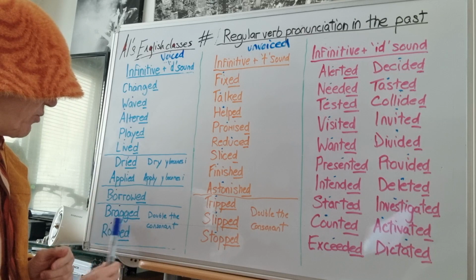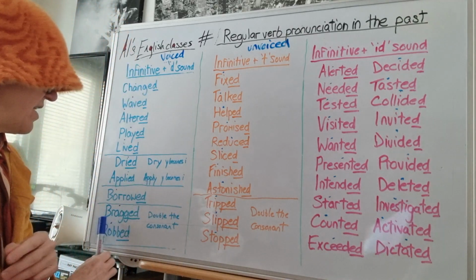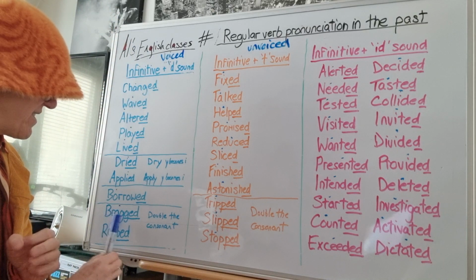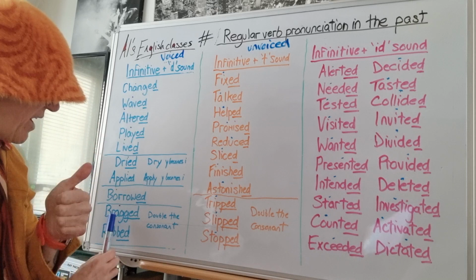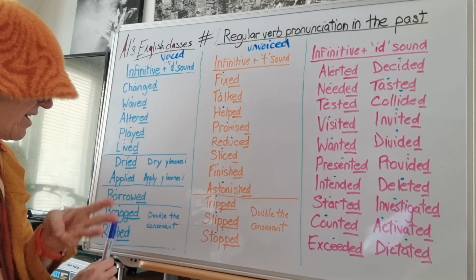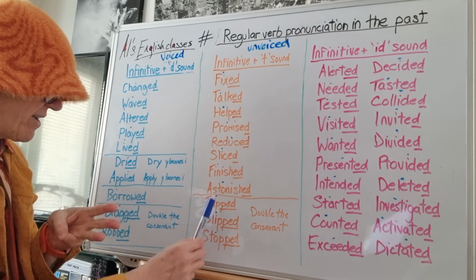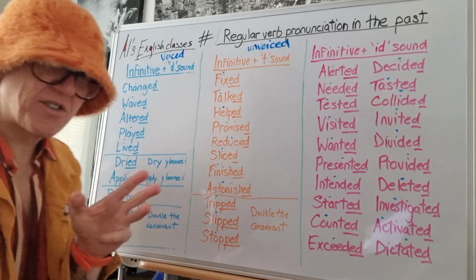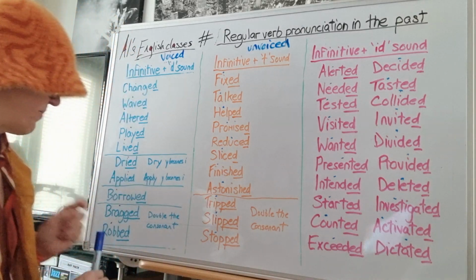And here we double the consonant. I'm going to do another video about doubling consonants. When it's one syllable in this case, and the last two letters are a vowel and a consonant, or the last three, consonant, vowel, consonant, then we double the consonant, like here. Same thing. We'll do a video on that, so I don't want to go into detail because I don't want to confuse you further.